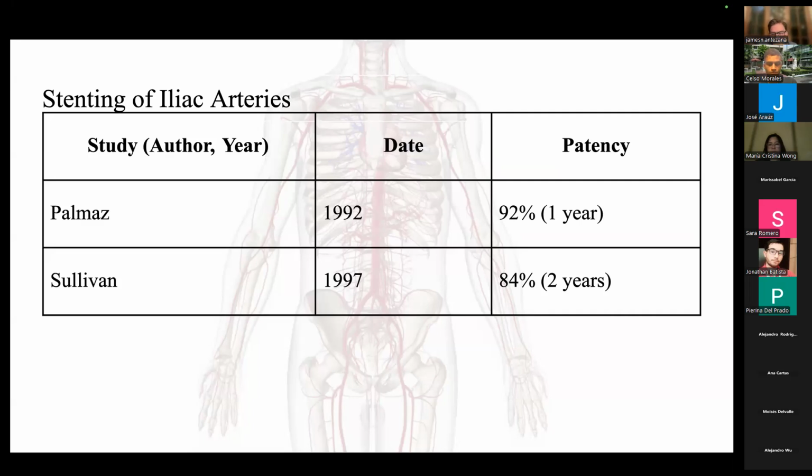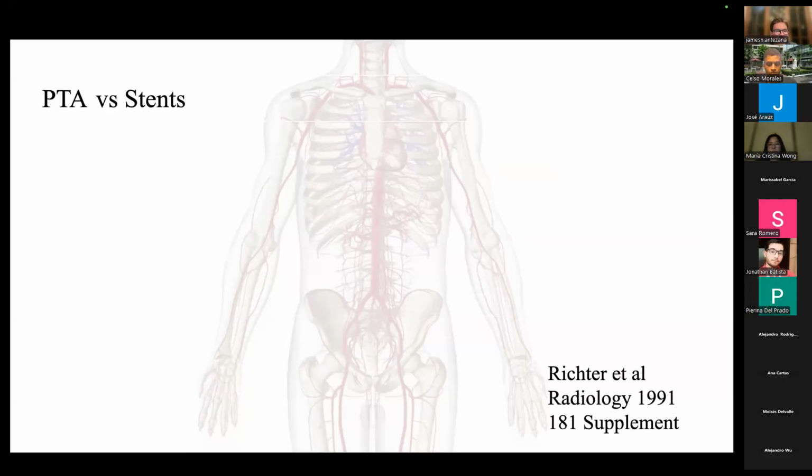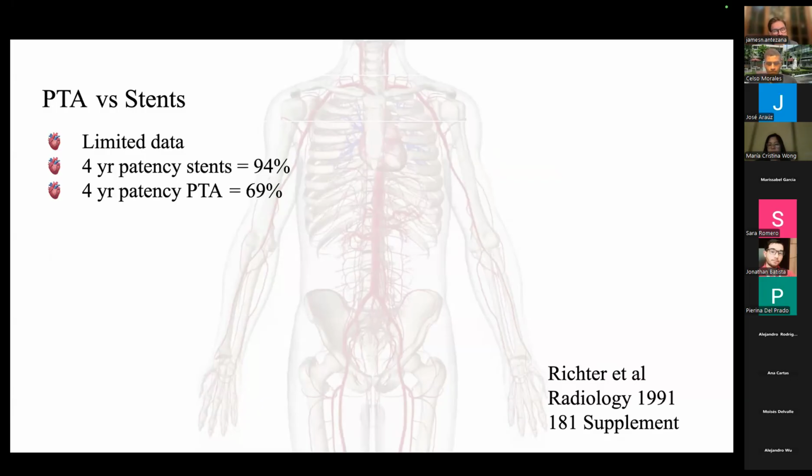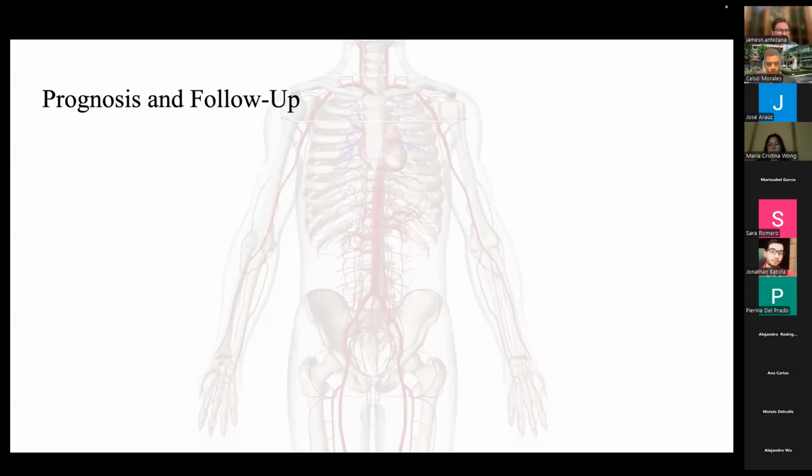He's pretty much the father of stenting, endostenting. PTA versus stenting. Richter et al., a radiology group in 1991, provided these studies. It was limited data, but it gave you a 4-year patency rate for stents of 94%, which is consistent with what Palmaz was saying. A 4-year patency for PTA only 69%. Again, reinforces that stenting has a longer life.